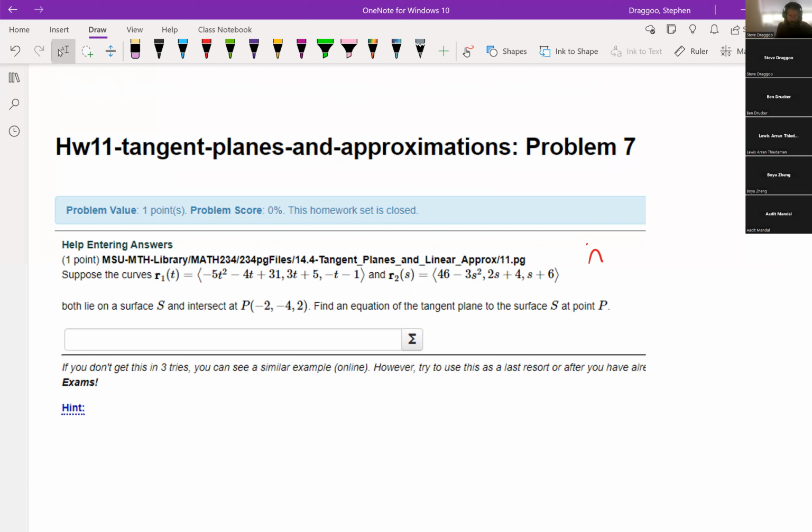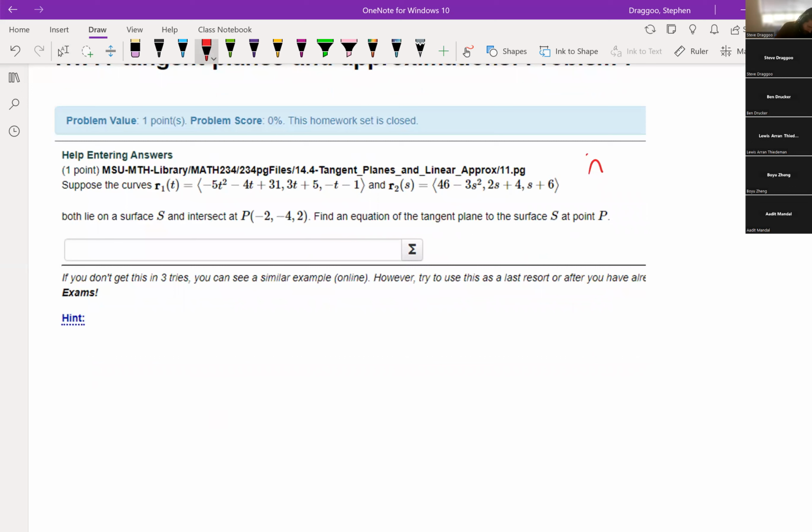Man, this has gotten bad. Just check chat while I'm repairing my pen. Looks like we're good over there. Come on. There we go.